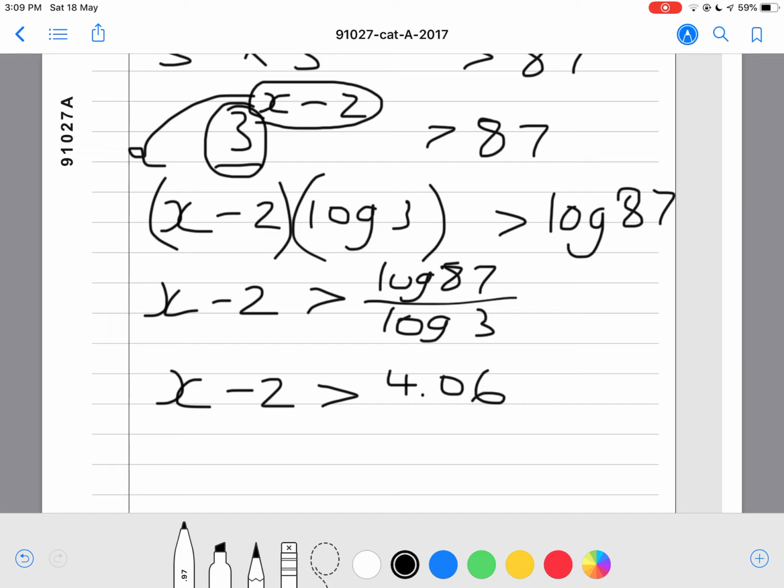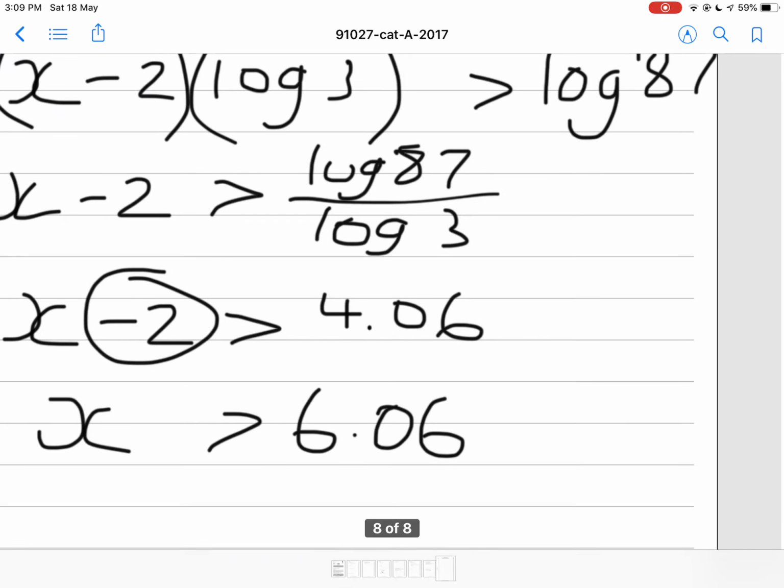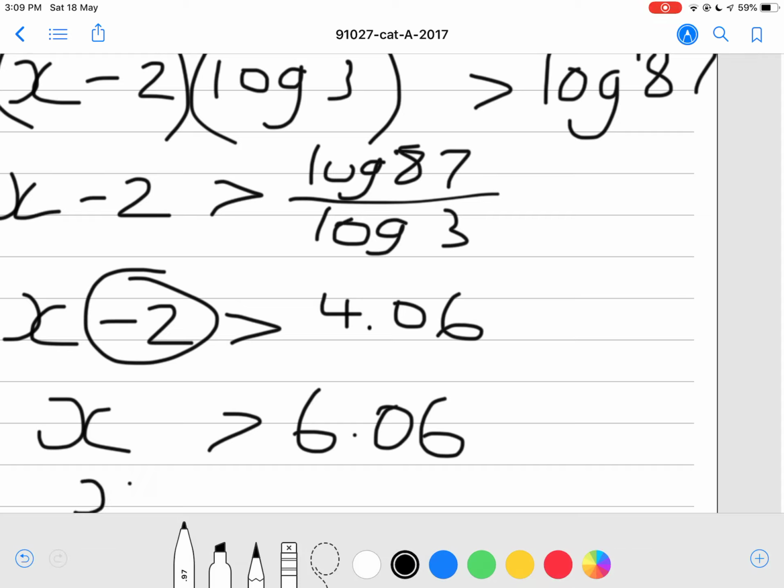4.06. So if you move the negative 2 to the other side, we'll say that x is greater than 6.06. You know that x has to be an integer value. The next integer that's larger than 6.06 is 7. So therefore you can say x can be 7, 8, 9, 10, etc. And this way it should be accepted as well.